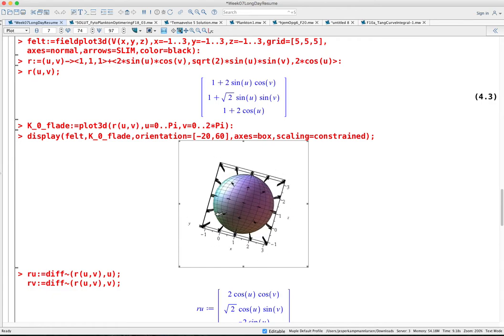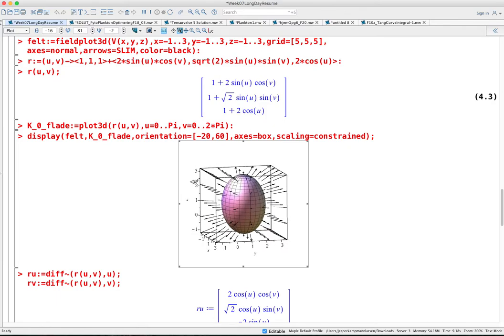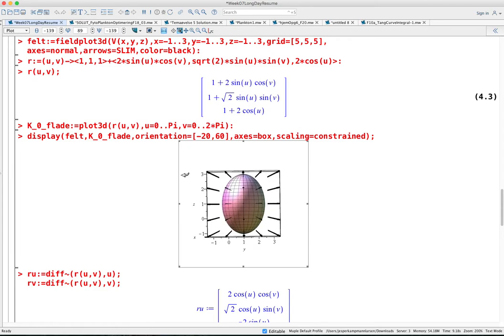Now you can display the vector field and the surface, and you see here, if you look at it in xz coordinates, you have a perfect circle. That is, you have equal semi-axis equal to 2 in that direction. In the other direction, or say in the yz plane, you have the semi-axis 2 in the z direction and the square root of 2 in the y direction.